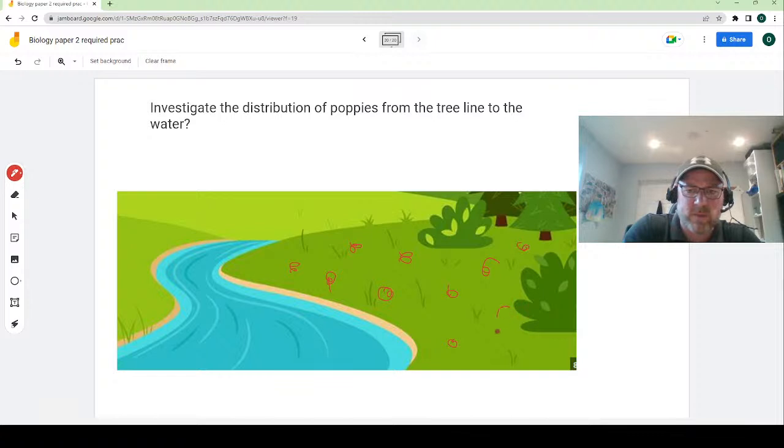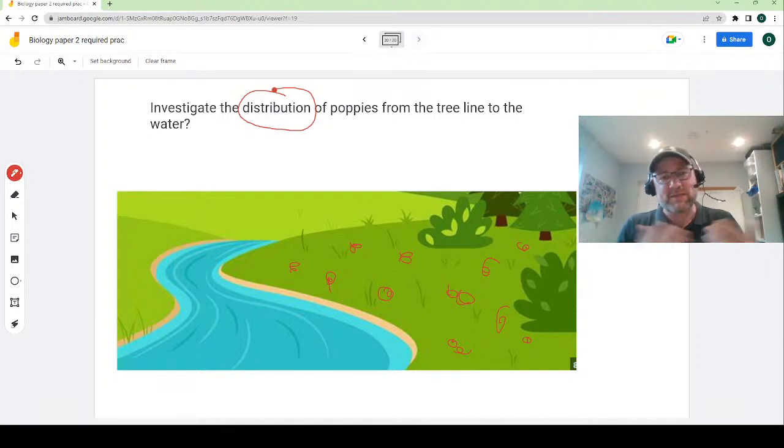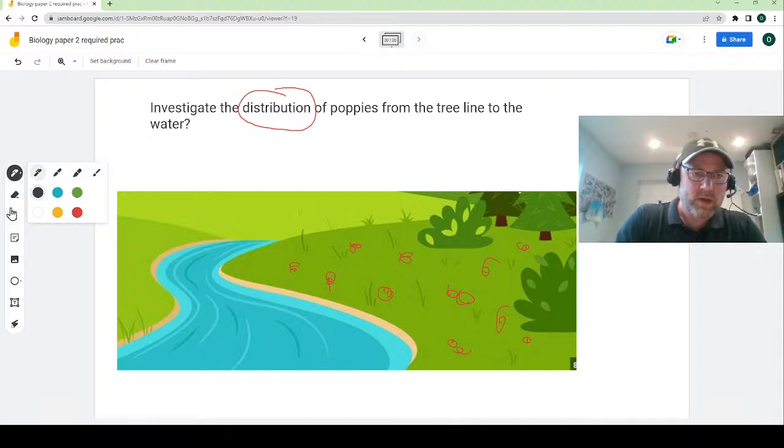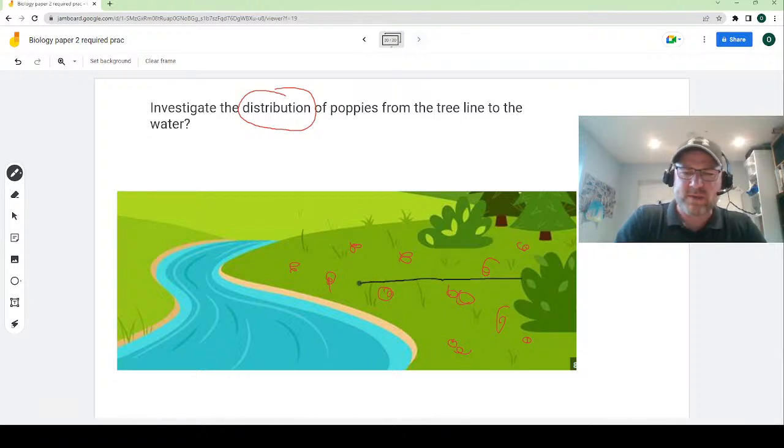First of all, they want distribution. They might not use the word distribution. They might say, find out, do more poppies grow near the water? That means it's best to do this one, and this is the transect. So what you're going to do here, you're going to put a rope or a tape measure. I always think it's best to use a tape measure because you've got distance straight across.